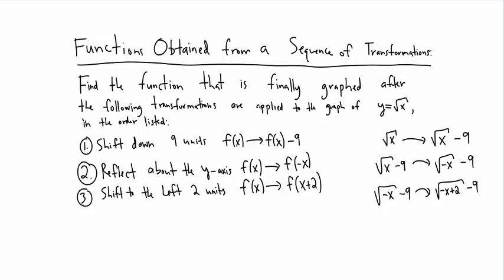That is incorrect. Use the parentheses. We're replacing x. Wherever I see an x, replacing it with x plus 2. So this is right. And this is written as the square root of minus x minus 2, and then minus 9 on the outside. So in the end, we have the graph of the function defined by this formula.